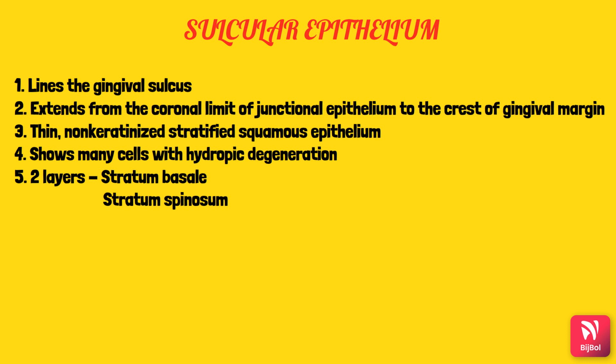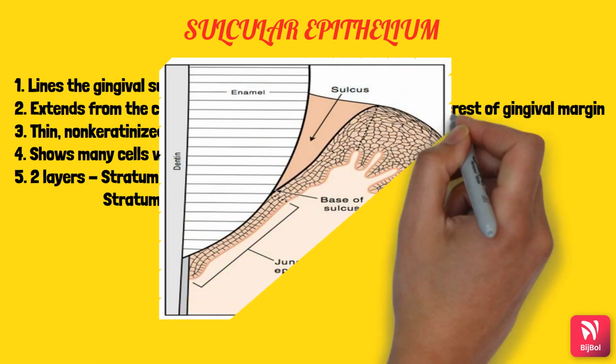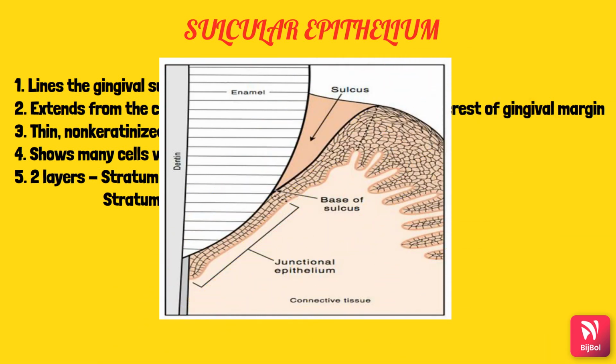It only has two layers, that is stratum basale and spinosum. Since it's non-keratinized, it will lack stratum granulosum and stratum corneum. Now you can appreciate again in the picture that there is sulcular epithelium lining the gingival sulcus, and beneath the sulcular epithelium we have the junctional epithelium lining the epithelial attachment.